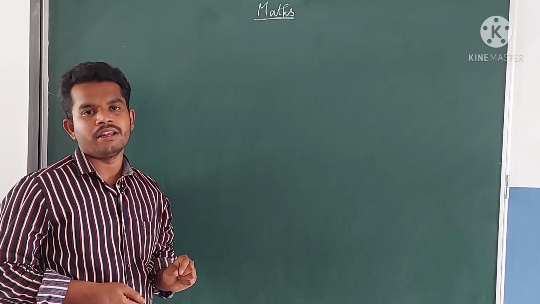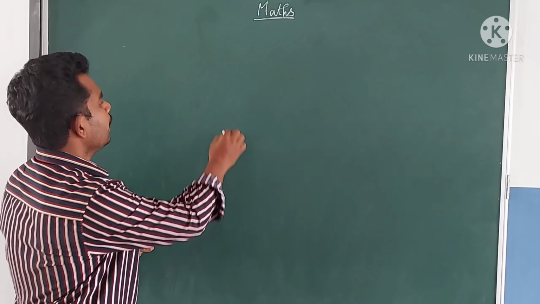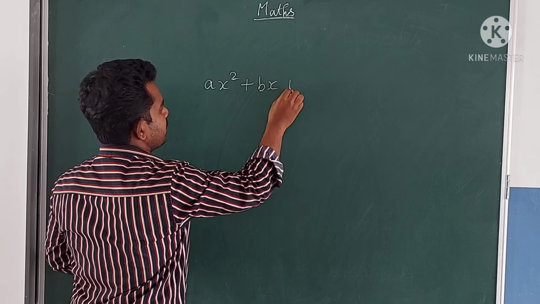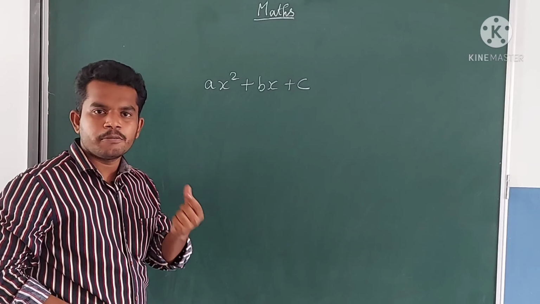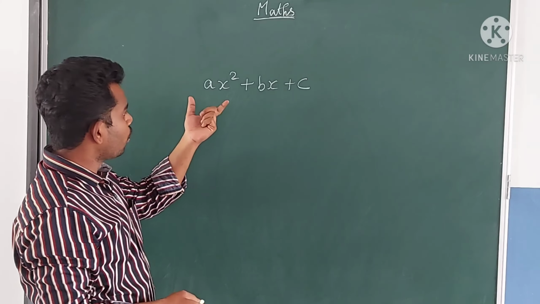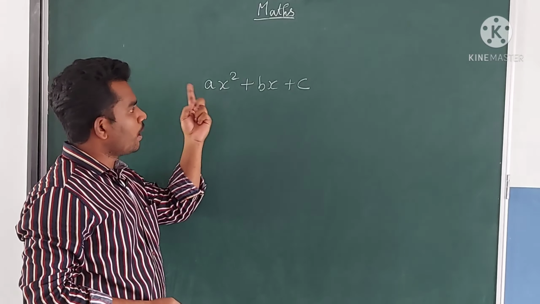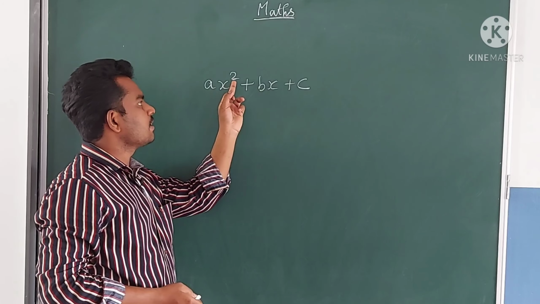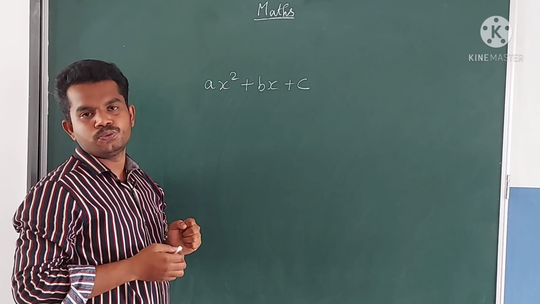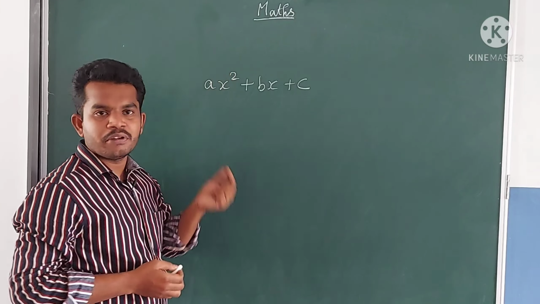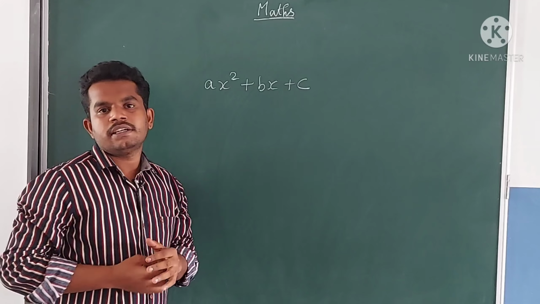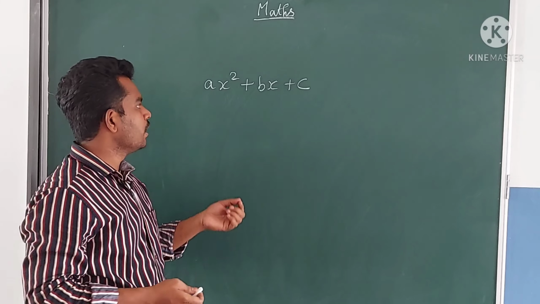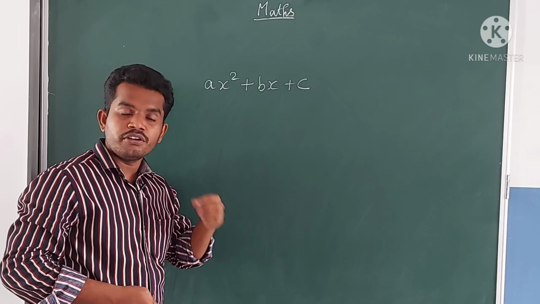quadratic polynomial. What is a quadratic polynomial? ax square plus bx plus c. This is called a quadratic polynomial. Why are we calling it a quadratic polynomial? The x has the power 2. So x square means it is a quadratic polynomial. x square plus 5x plus 6 is a quadratic polynomial. For example, x cube is called a cubic polynomial.